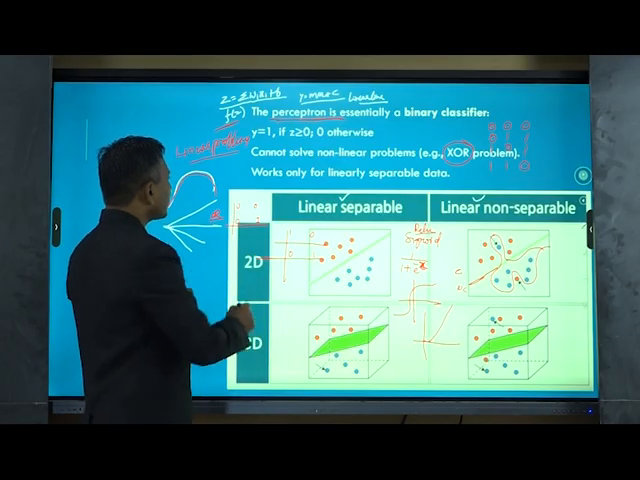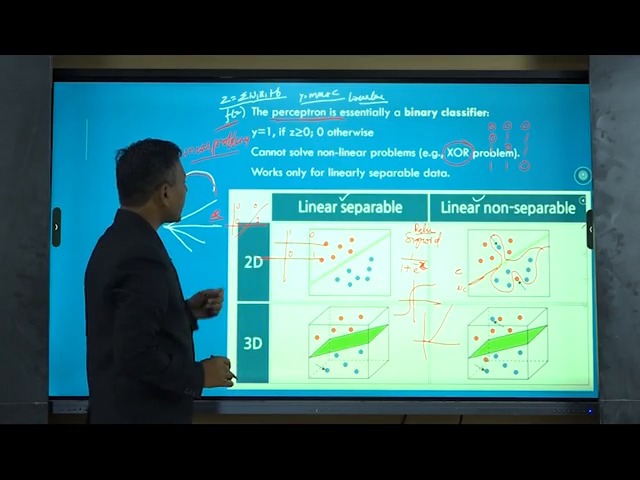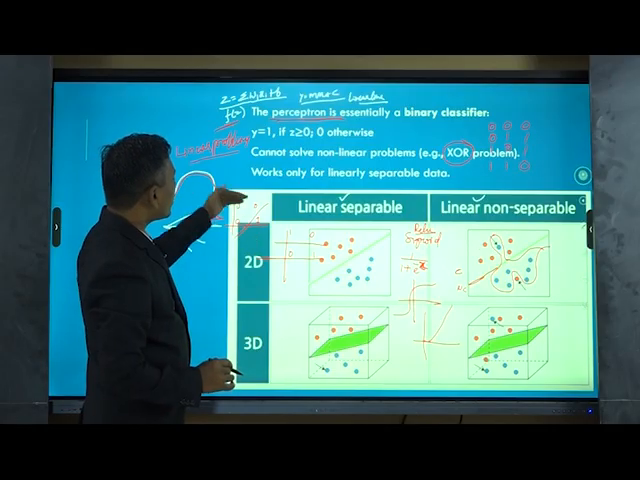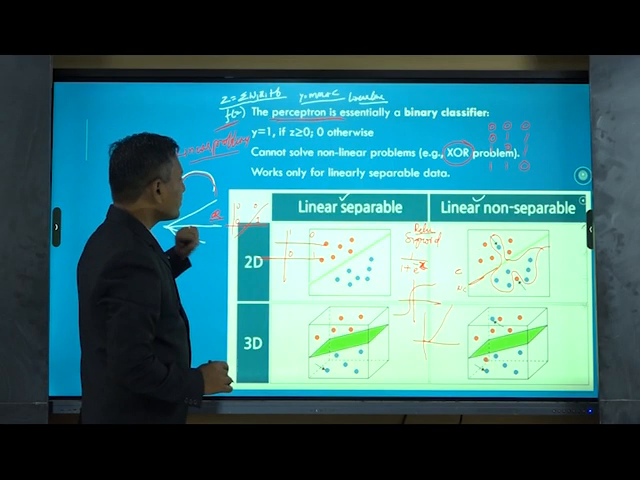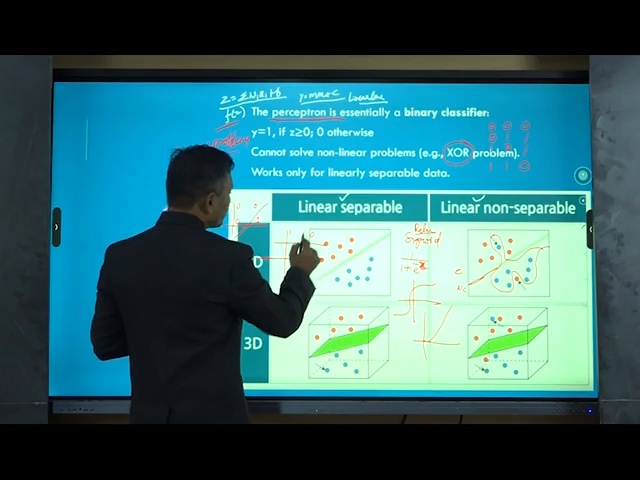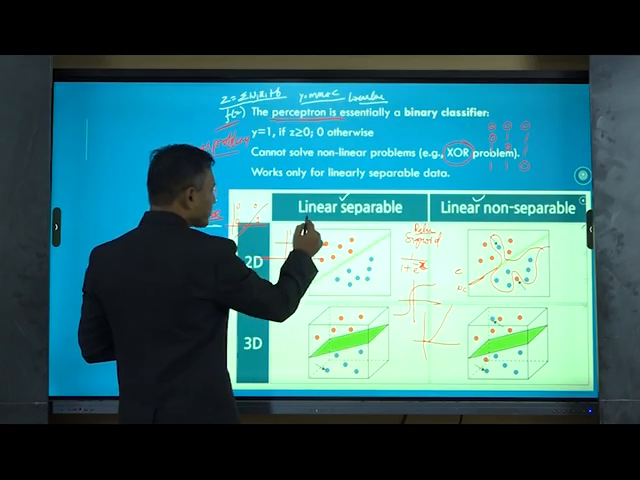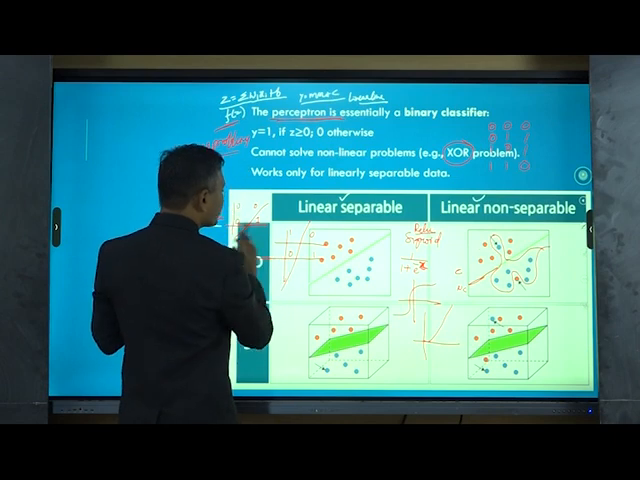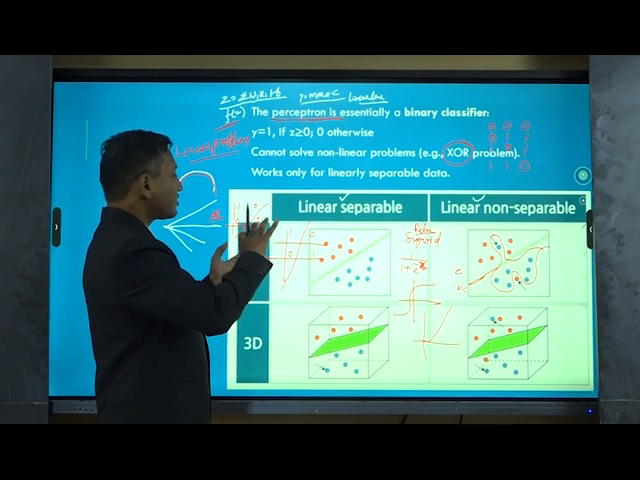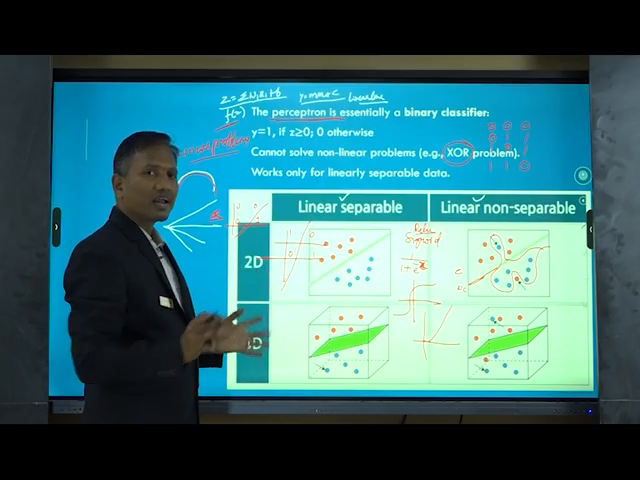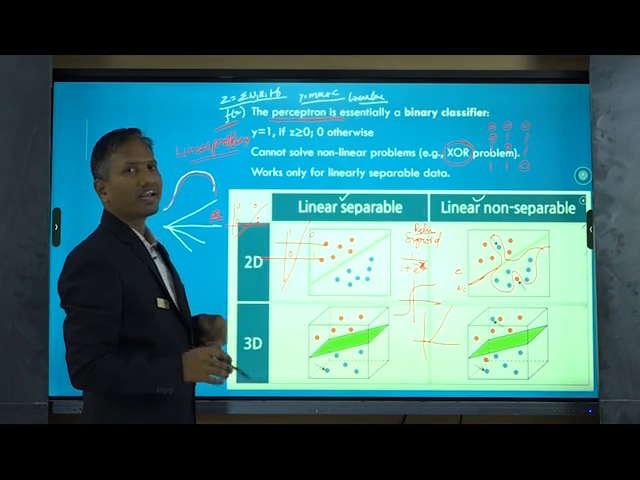So here, if I figure out this line, above it are all zeros and below it is called 1, it is fine. But for XOR it is not possible for me to draw any line. If I draw this line, again 1 0 falls on the left side and 0 1 falls on the right side. I am unable to separate the zeros and ones clearly with the help of a straight line.